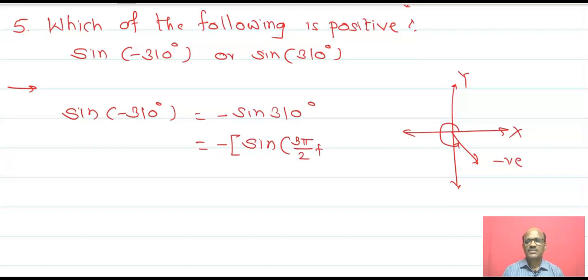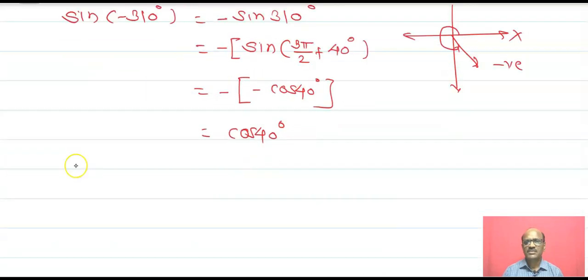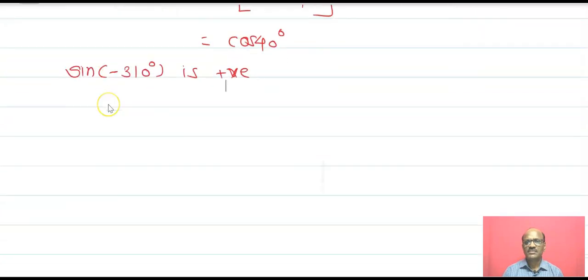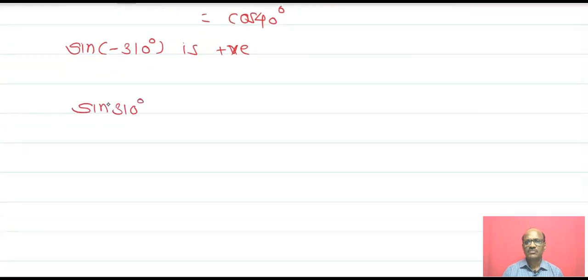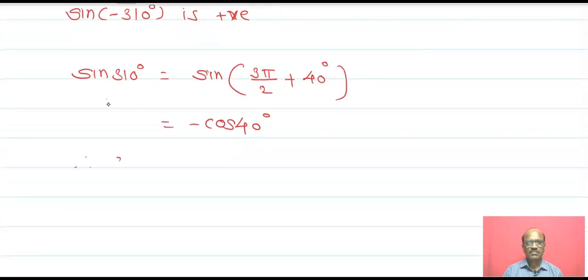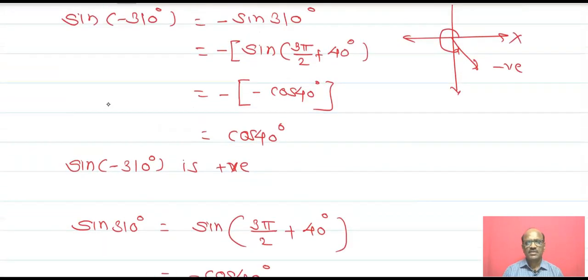3 pi by 2 plus 40 degree. That is a minus cos of 40 degree. Minus minus will become plus. That is, sine of minus 310 is positive. What about the sine of 310? It's negative. That is minus cos of 40, which is negative.